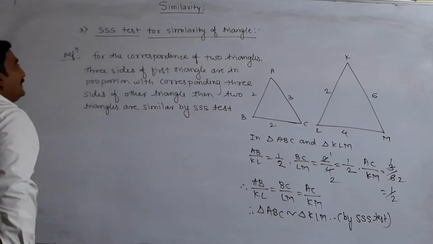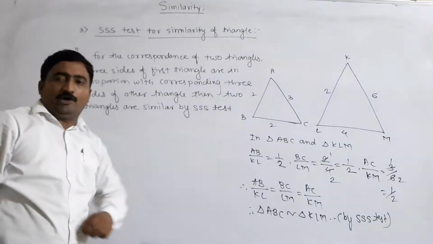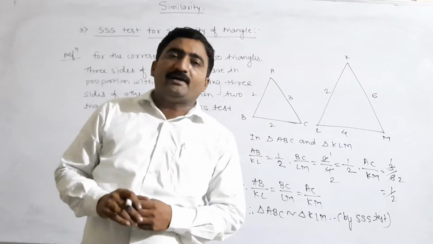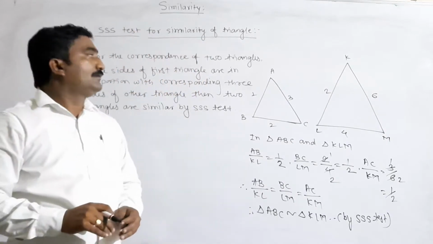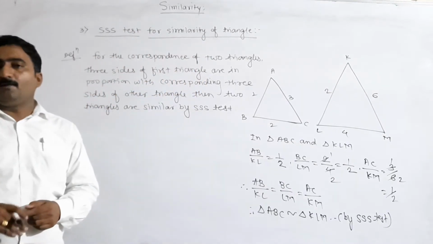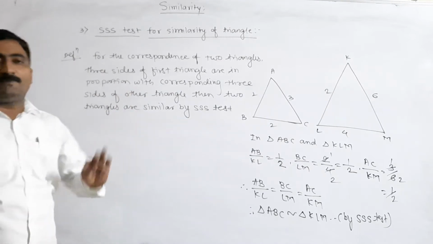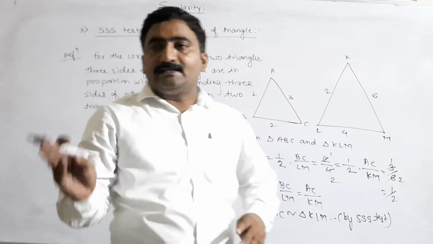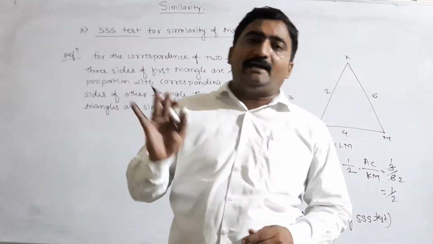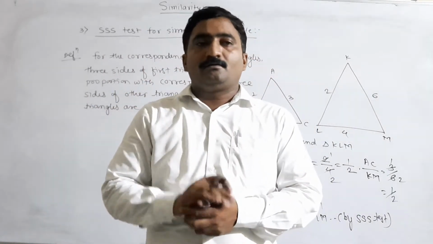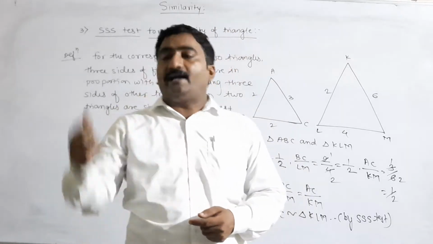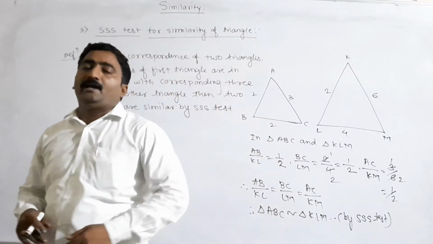This is about the SSS test for similarity of triangles. Do you understand? If you have any difficulty, please tell me. This is about the tests of similarity of triangles. First is the AA test, second is the SAS test, third is the SSS test, and fourth is another test.